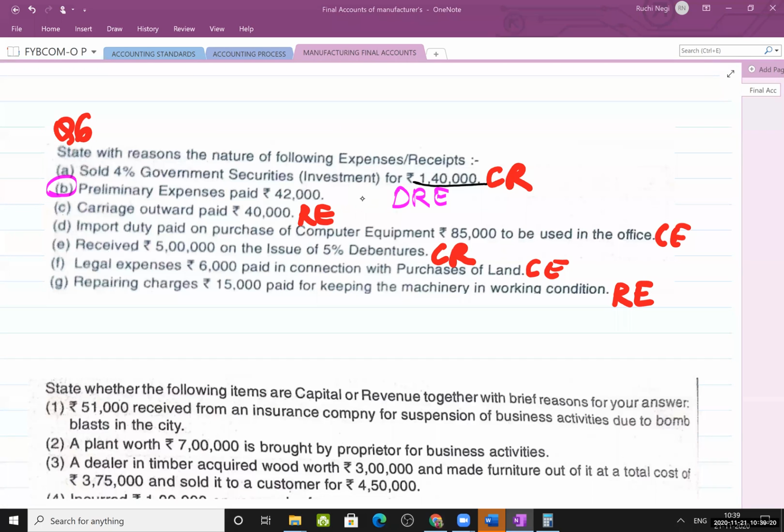Carriage outward, that is paid on finished goods. It's a revenue expenditure, it's recurring in nature. Import duty paid on purchase of computer. You purchased a computer, a purchase of an asset, and any expense in connection to purchase of an asset is capital in nature. So it's a capital expenditure.